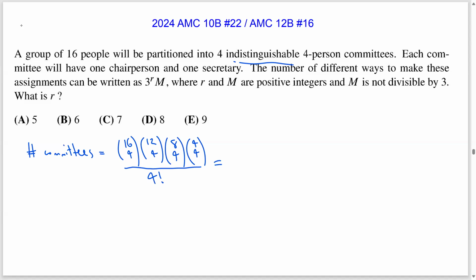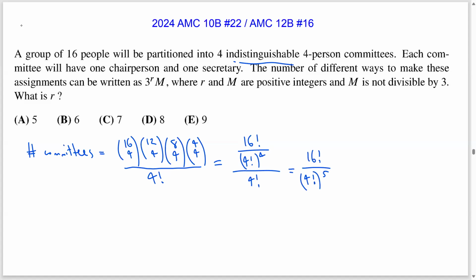It's worth noting that we can actually simplify the numerator. The numerator is equal to 16 factorial over 4 factorial to the 4th, and I'm dividing that by 4 factorial. So this gives a simpler expression to work with, which is 16 factorial over 4 factorial to the 5th. This is the number of ways that 16 people can form 4 indistinguishable committees of 4 people each.